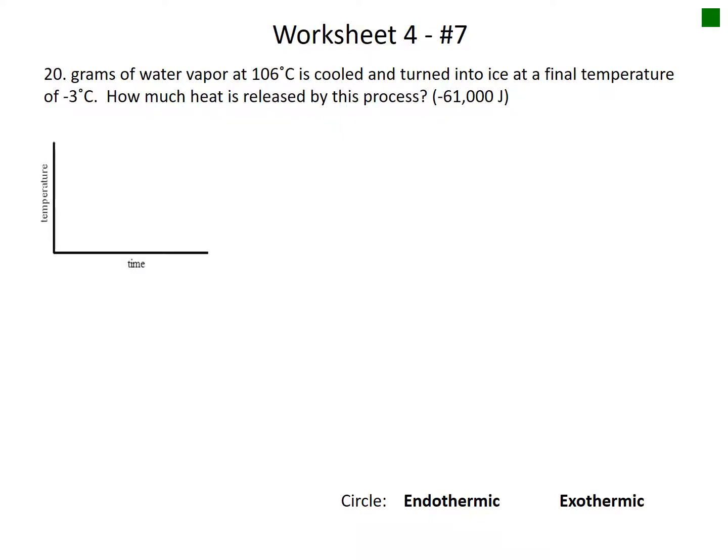All right, with this one, once again, we're going to have to figure out what is the temperature change, and at any point do we go through phase changes. It says in the problem that we start at 106 and then we end at -3. So I know I'm going to start at 106, which is obviously a bigger number than -3, and I'm going to go all the way down to -3.